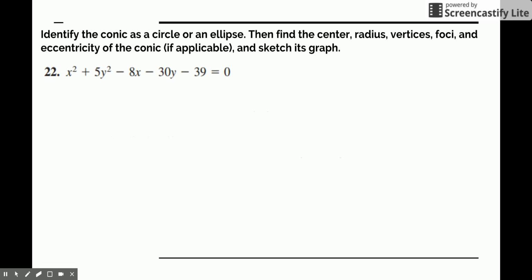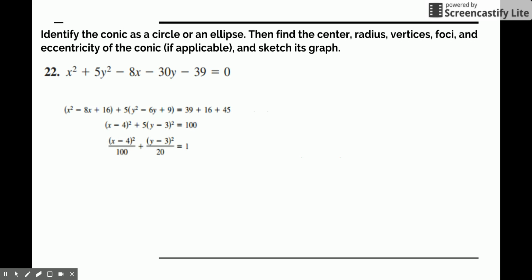For my next question, it's going to ask you a lot. It'll ask you to identify the circle or ellipse, and find its center, radius, vertices, foci, and eccentricity of the conic, if applicable. The first thing you want to do is figure out what this is, so you're going to want to put it in standard form. You're going to want to group like terms and complete the square. Eventually you get something that looks like this, and it's really nice. The a squared on this side is 100 and b squared is 20. So this is a horizontal ellipse because a is bigger than b.